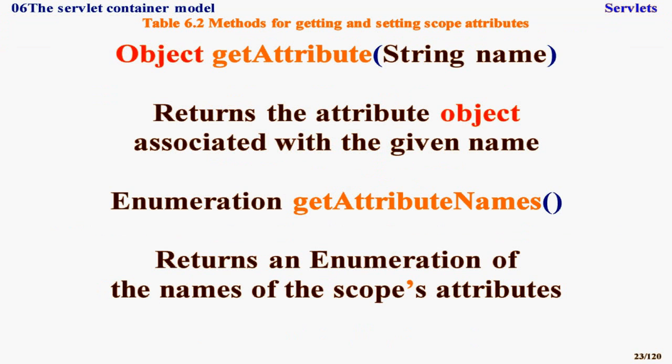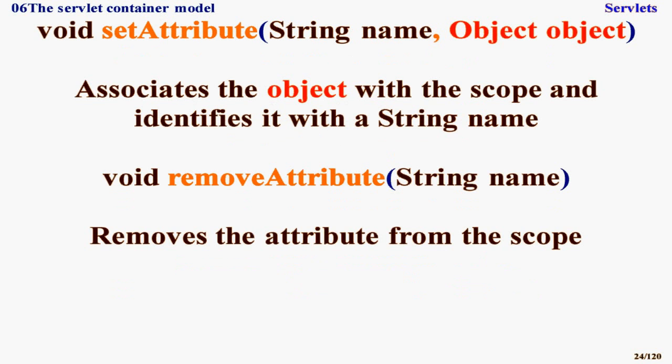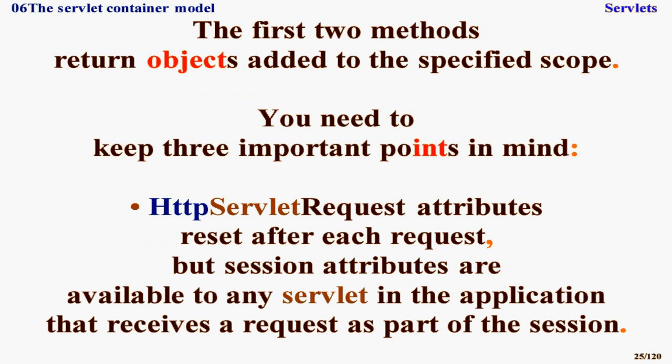Object getAttribute(String name) returns the attribute object associated with the given name. Enumeration getAttributeNames() returns an enumeration of the names of the scope's attributes. Void setAttribute(String name, Object) associates the object with the scope and identifies it with a string name. Void removeAttribute(String name) removes the attribute from the scope. The first 2 methods return objects added to the specified scope.